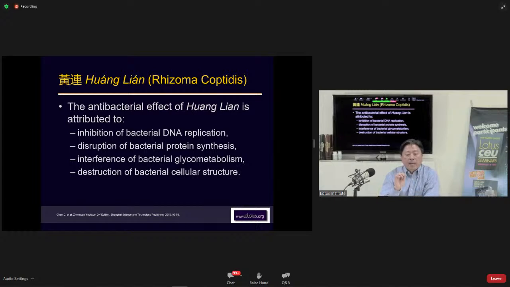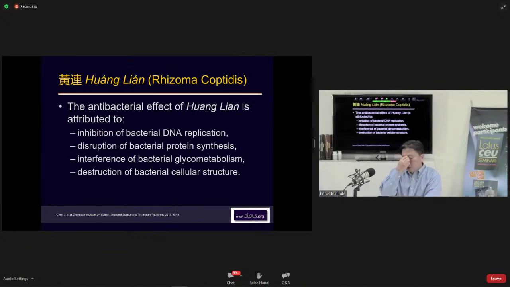So Huanglian has some of that similarity that it's able to destroy this bacterial cell structure. But generally speaking, for those of you who have taken Huanglian before, in most cases, there's little or no side effect. Okay, so that's one of the reasons.